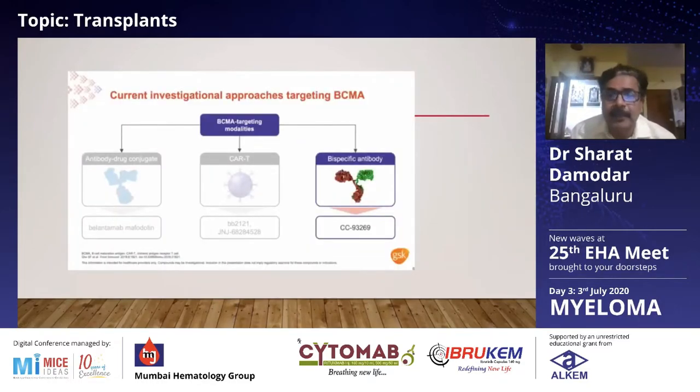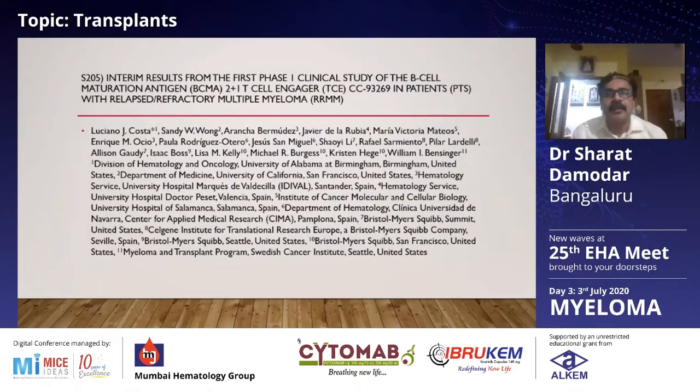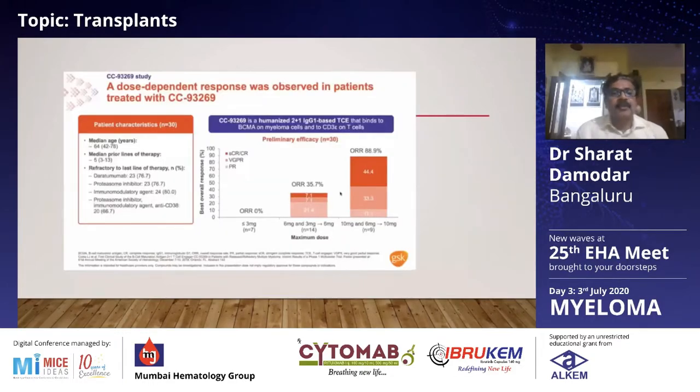I'll quickly run through the bispecific antibody, which is a little away from the CAR T. This is the interim results of the first, phase 1 clinical study of the BCL maturation antigen. This is a bispecific T-cell engager, one against the BCMA, one against the T-cell. And this was the data. This is the molecule, which is CC93269.